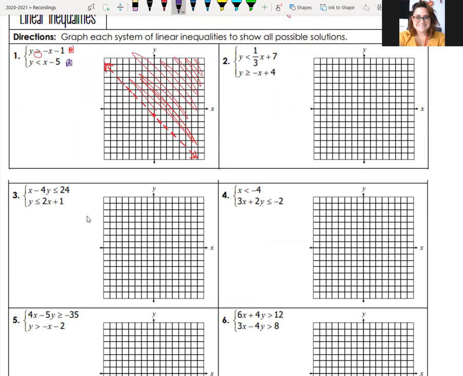Let's start with the purple one. This says to go down to 5. 1, 2, 3, 4, 5. And it says go up 1 over 1, up 1 over 1, up 1 over 1. And again, it is not a solid line. So we are going to do another dotted line. This one says that y is smaller than, so we're going to shade below.